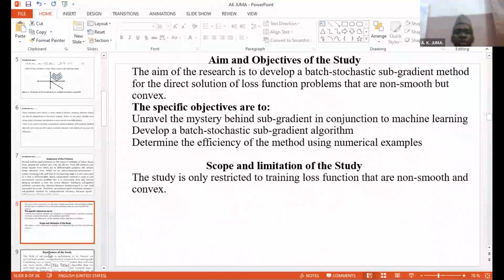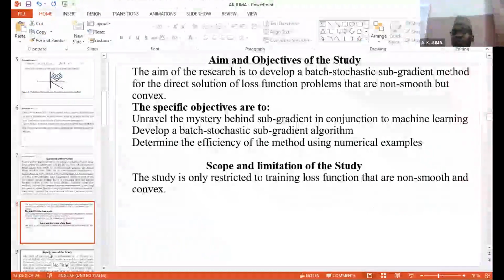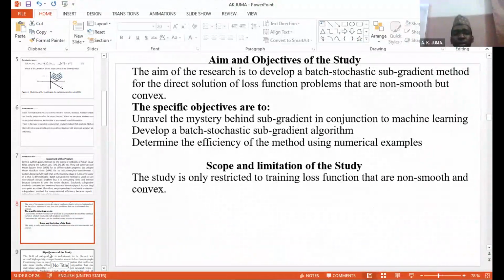The aim and objective of our study. We said the aim of this research is to develop a batch-stochastic sub-gradient method for the direct solution of loss function problems that are non-convex. The specific objective is to reveal the mystery behind sub-gradient in conjunction with machine learning, and to determine the efficiency of the method. And our scope is we want to consider a loss function problem that is convex.